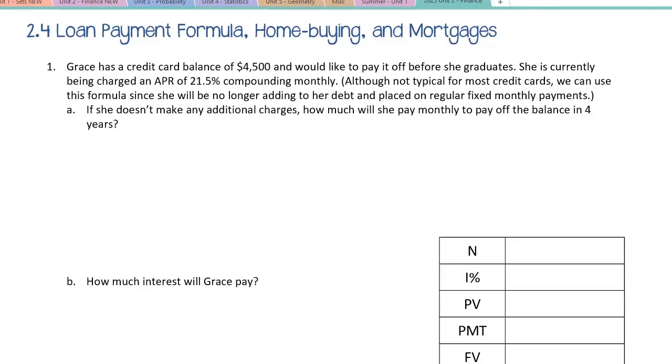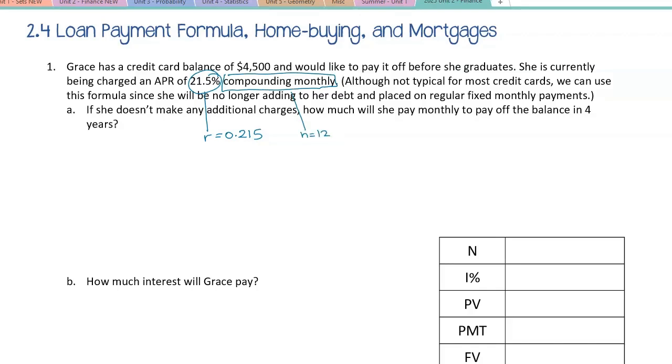Now that we have all the explanation out of the way, let's do this problem. Grace has a credit card balance of $4,500 and would like to pay it off before she graduates. She is currently being charged an APR of 21.5%. This will be our rate, and it needs to be a decimal, and it is compounded monthly. So this is my little n.